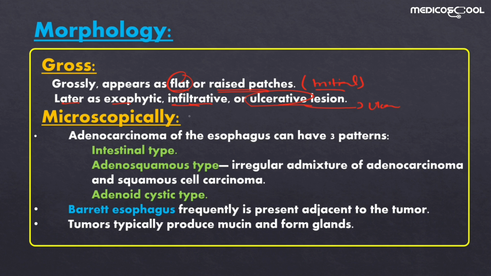Microscopically, as we already discussed, it is a tumor of the glands, so we will see a lot of glands. The adenocarcinoma may show three patterns: the intestinal type of the adenocarcinoma of the esophagus. Intestinal type in the sense that it resembles the tumors of the stomach and intestine.